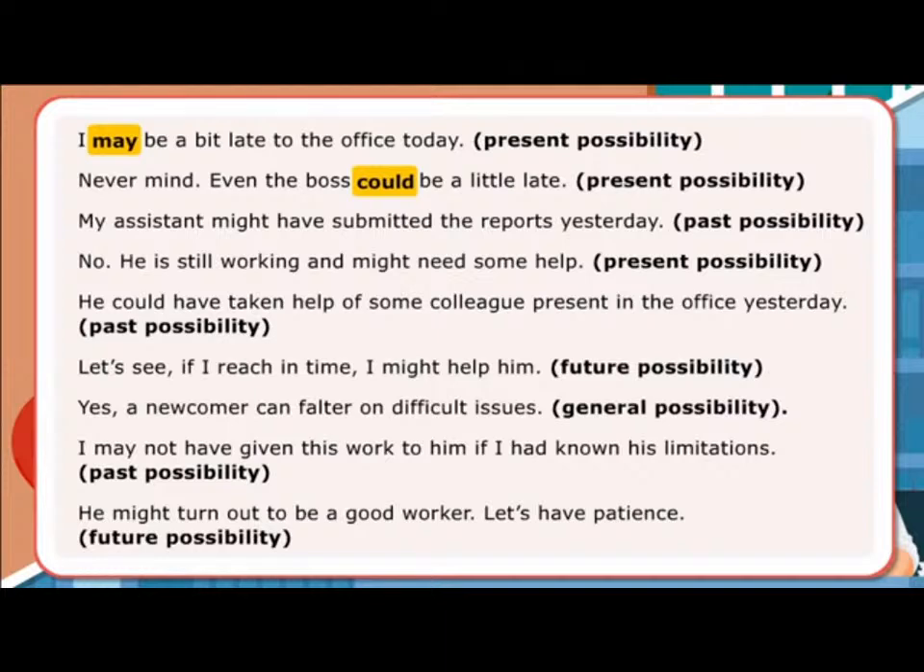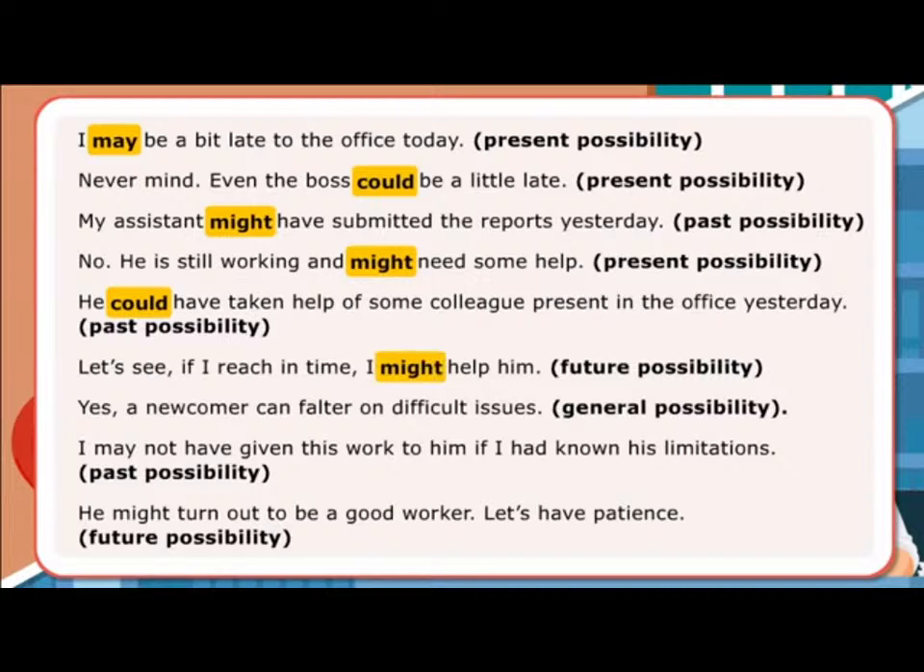My assistant might have submitted the reports yesterday. Past possibility. No, he is still working and might need some help. Present possibility. He could have taken help of some colleague present in the office yesterday. Past possibility. Let's see, if I reach in time, I might help him. Future possibility.